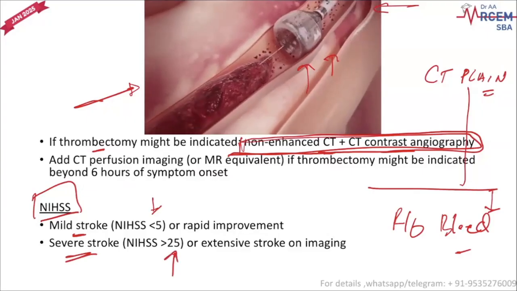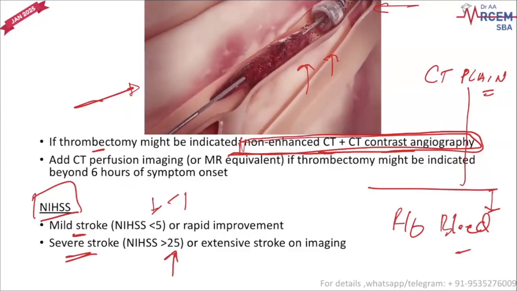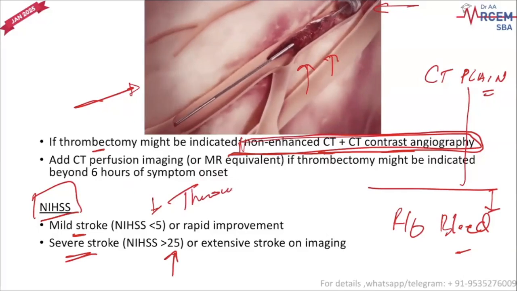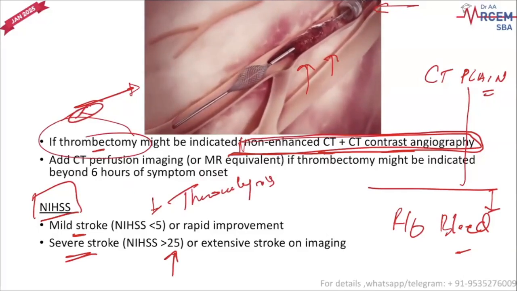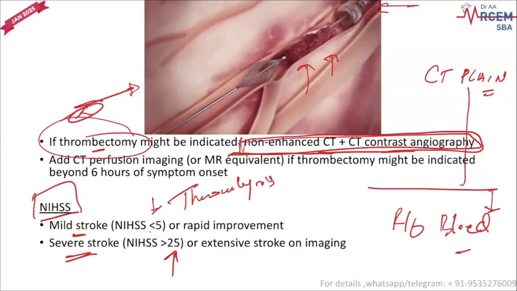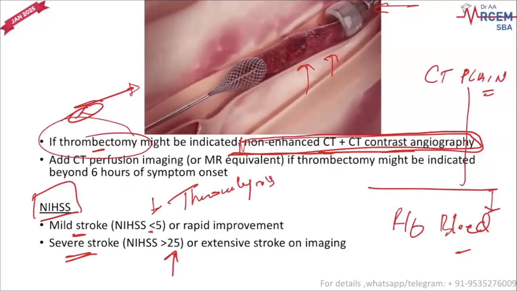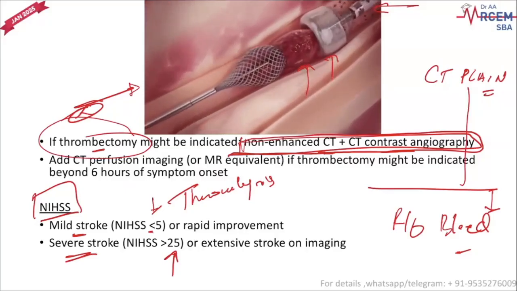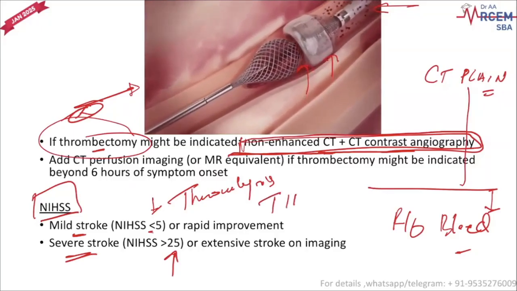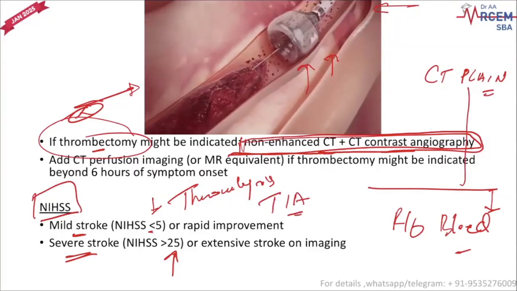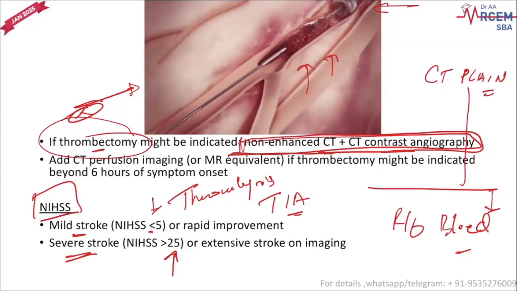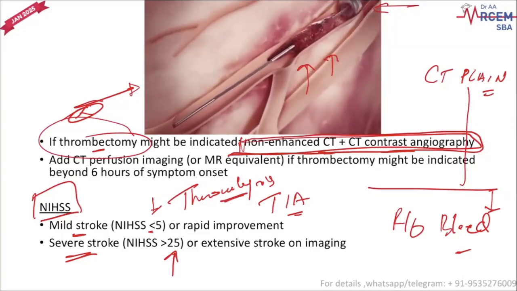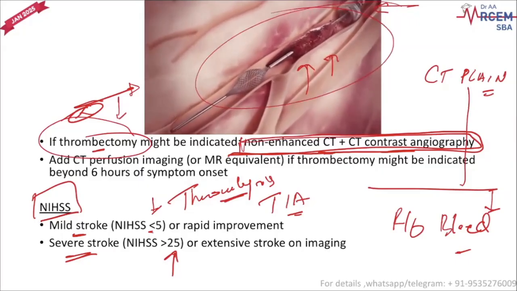If the NIHSS score is less than 5, usually thrombolysis or thrombectomy is not preferred. Why is thrombolysis or thrombectomy not preferred in these cases? Because the NIHSS score is very low. That means we are expecting this patient to improve completely, and it will be a TIA most of the time. So we are suspecting this patient to be a TIA. That's why we are not doing a thrombolysis, that is giving a clot buster IV drug, or doing a mechanical thrombectomy as shown here in the picture.